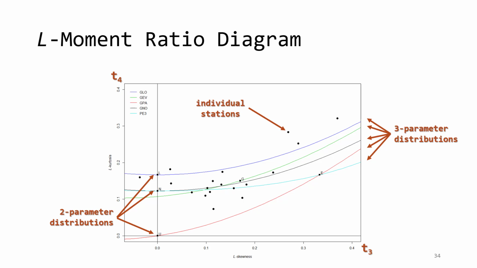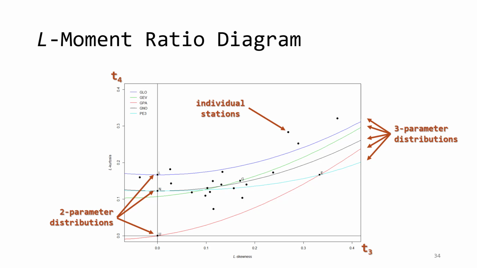Here, we introduce the L moment ratio diagram. The LMRD has a ton of information. It's a plot of L skewness on the x-axis and L kurtosis on the y-axis. First, the LMRD shows the relationship between L skew and L kurtosis for a number of probability distributions. 2-parameter distributions have a fixed value of L skew and L kurtosis and show up as points labeled with letters. 3-parameter distributions have a value of L kurtosis which is dependent on L skew and they show up as colored lines.